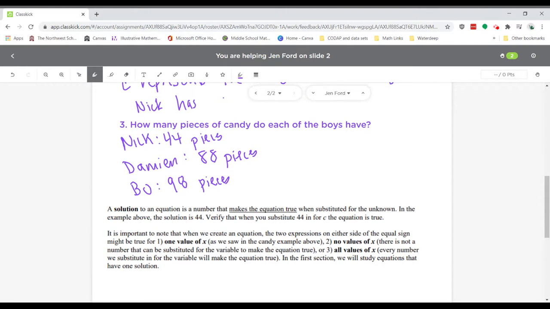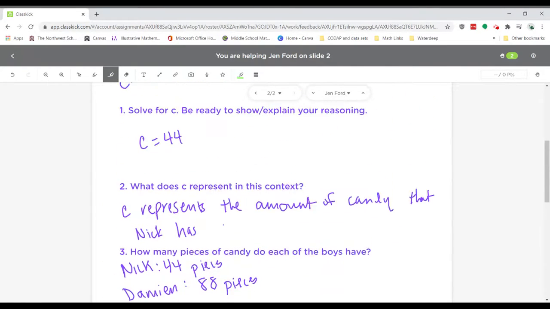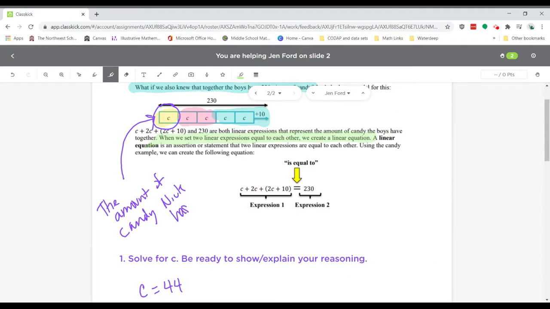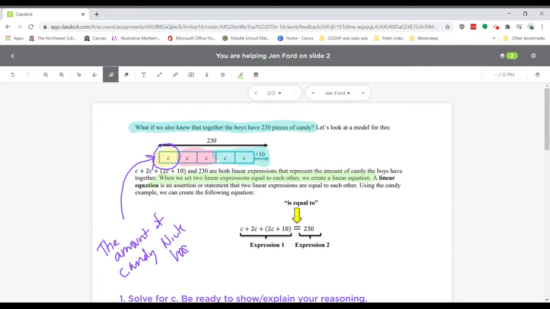Okay, a solution to an equation is a number that makes the equation true when it's substituted for the unknown. In other words, in the example above, the solution is 44. Verify that when you substitute 44 in for C, the equation is true. So what that is saying, let's go up to the model. I think the model is the easiest way to see this.